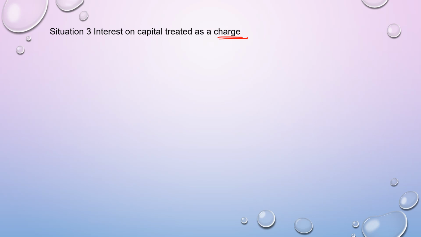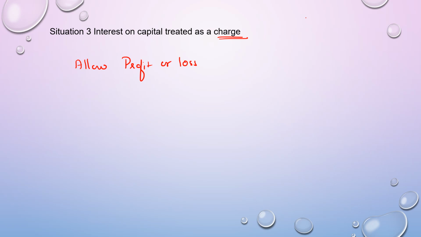But now in the question, when the term charge is there, like interest on capital, you have to treat it as a charge, not as an appropriation. So when it is a charge, what does it mean? It means that you will allow it whether there is profit or loss. So even if there is a loss, interest on capital has to be allowed. Even if there is a profit which is inadequate, the entire amount of interest on capital has to be allowed.